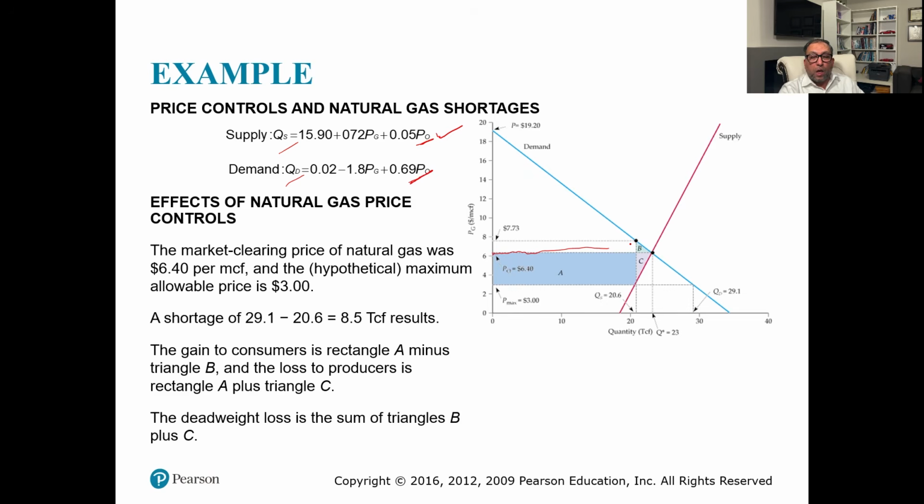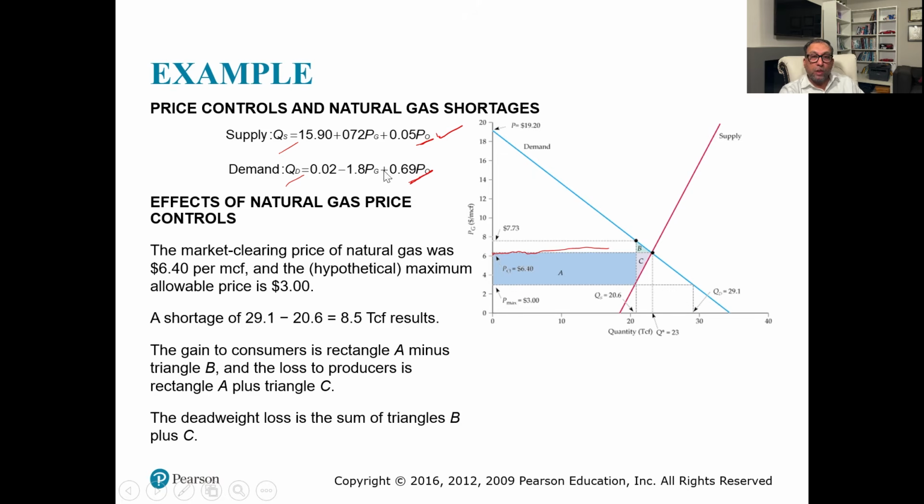hypothetical maximum allowable price. Assume the government is setting the price at $3, while the market clearing price is 6.4. We set the price because we say it is not fair that the consumer has to pay such a high price in the winter season, so we say the price should be $3 per MCF. So we can calculate the shortage. How can we calculate the shortage? We can easily plug in the values.